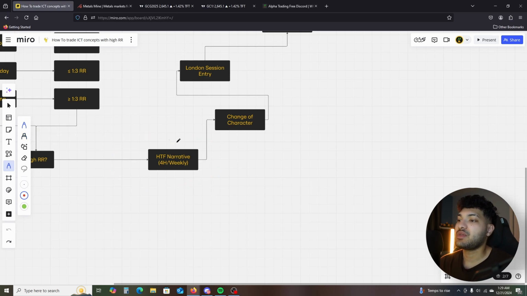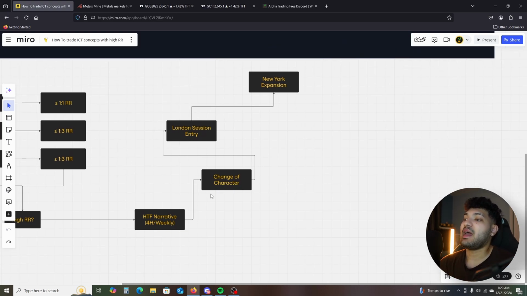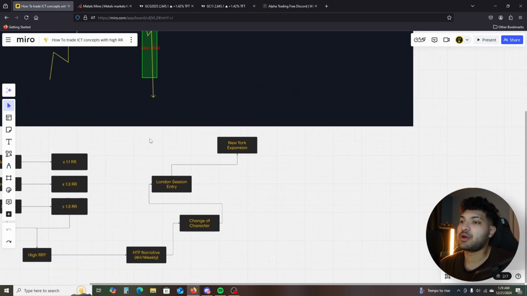Okay, and essentially, we then go into something called a change of character. So we are looking for a change of character on the higher time frame, which indicates that the market has now shifted order flow on the higher time frame. And after that change of character happens, usually this is going to happen during late Asian session. That's kind of optimal. But after that change of character happens, then we are looking for a London session entry, guys. Okay, a London session entry into a New York expansion. And this is going to be your optimal A++ bread and butter scenario.